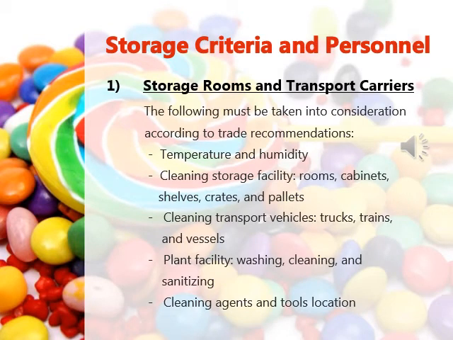Now we will talk about the storage criteria and personnel. Firstly, the storage rooms and transport carriers. The following must be taken into consideration according to trade recommendations. Number 1. Temperature and humidity. 2. Cleaning storage facility, rooms, cabinets, shelves, crates, and pallets. 3. Cleaning transport vehicles, trucks, trains, and vessels. 4. Plant facility, concerned with washing, cleaning, and sanitizing. 5. Cleaning agents and tools location.